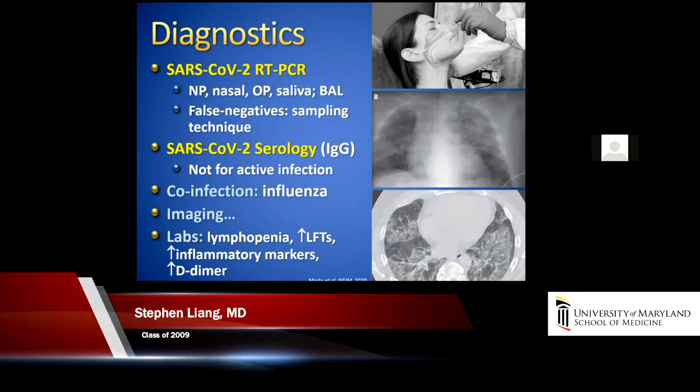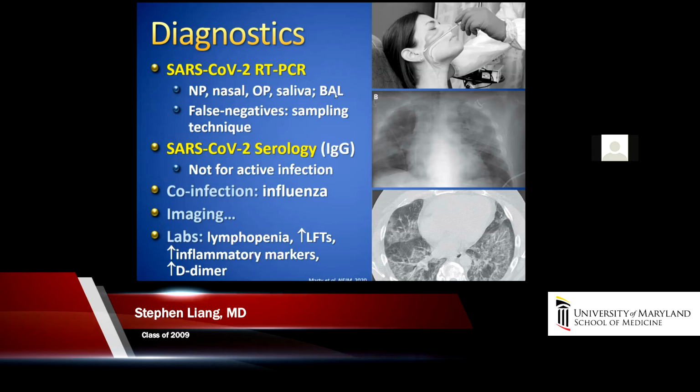As far as the diagnostics, the current state of the art is RT-PCR, which is obtained through a nasopharyngeal swab. That's again a reminder that a true nasopharyngeal swab is pretty deep, so people should be crying when you're doing this. Certainly, you can get that swab from a nasal sample as well as from the oropharynx. We are looking at salivary samples as well as a way to conserve our NP swabs, because we are very quickly running out of those.